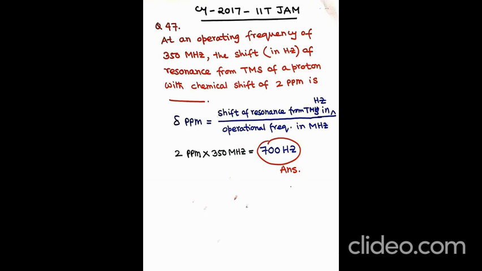One very important formula in HNMR is that delta ppm is equal to shift of resonance from TMS in hertz divided by operational frequency or instrumental frequency in megahertz. So in this problem the delta value is given, which is 2, and the operational frequency or instrumental frequency is given, that is 350 megahertz. In the question they are asking to calculate the shift of resonance from TMS in hertz. So if we multiply the delta value and the operational frequency, 2 into 350 means 700 hertz is the answer.